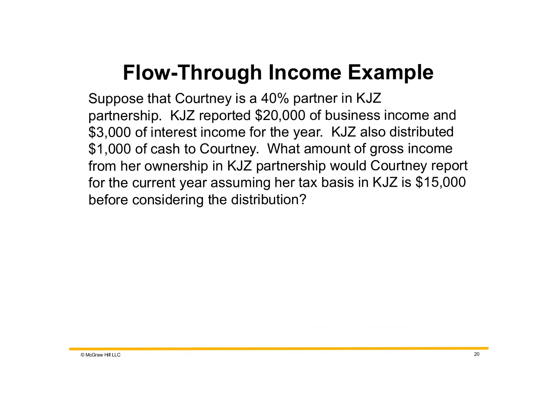All right, so let's look at our example problem. Suppose that Courtney is a 40% partner in KJZ Partnership. KJZ reported $20,000 of business income and $3,000 of interest income for the year. KJZ also distributed $1,000 of cash to Courtney. What amount of gross income from her ownership in KJZ partnership would Courtney report for the current year, assuming her tax basis in KJZ is $15,000 before considering the distribution?